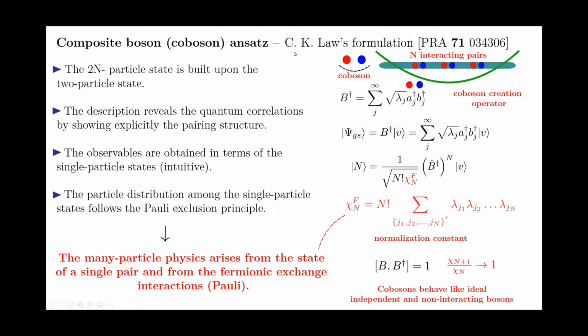So when using the coboson ansatz, the many-particle physics arises from the state of a single pair and from the fermionic exchange correlations. This means that the interparticle interactions beyond the exchange interactions are only being considered in that initial two-body model for the first pair, for a single pair. And that's why it is so important for us to have a very good model for the first single pair.